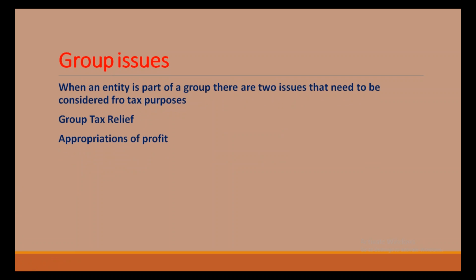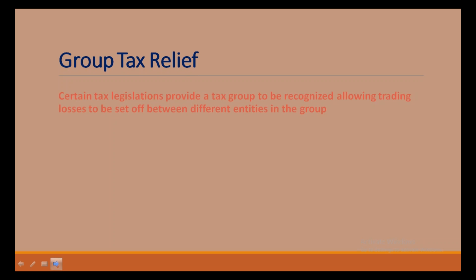This is what I told you, the group issues. That is where a parent and a subsidiary exist. Sometimes the parent company may have a profit and the subsidiary company a loss, and for that purpose, you can claim the profit and losses. So for that purpose, there's something called group tax relief and appropriation of profits. So let's look at that one in a little more detail. Let's look at the group tax relief.